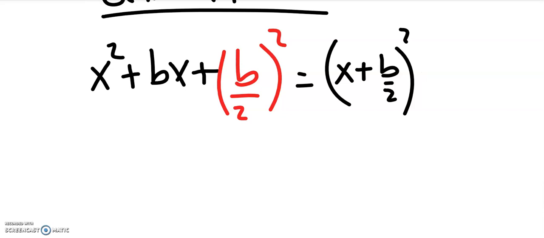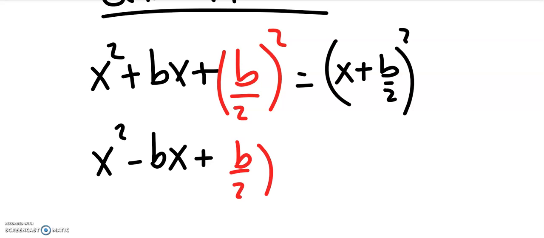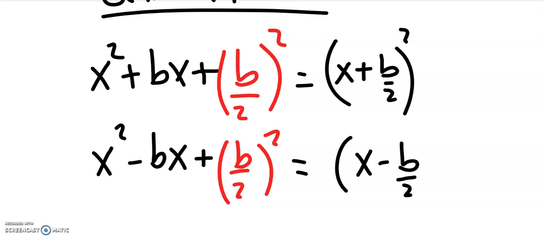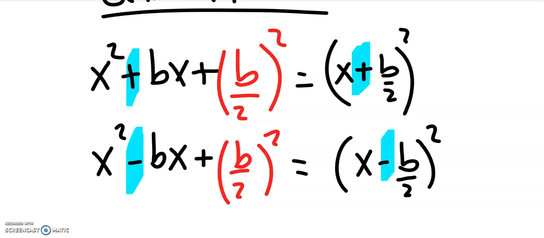There's only one thing that changes: if we have x squared minus bx plus b over 2 squared, you can factor that into x minus b over 2 squared. And this is the formula that we're going to use for this other problem. So notice that the only thing that changes is a minus. There's a plus there, and it changes to a minus. Plus changes to a minus. So this formula is very easy to remember.